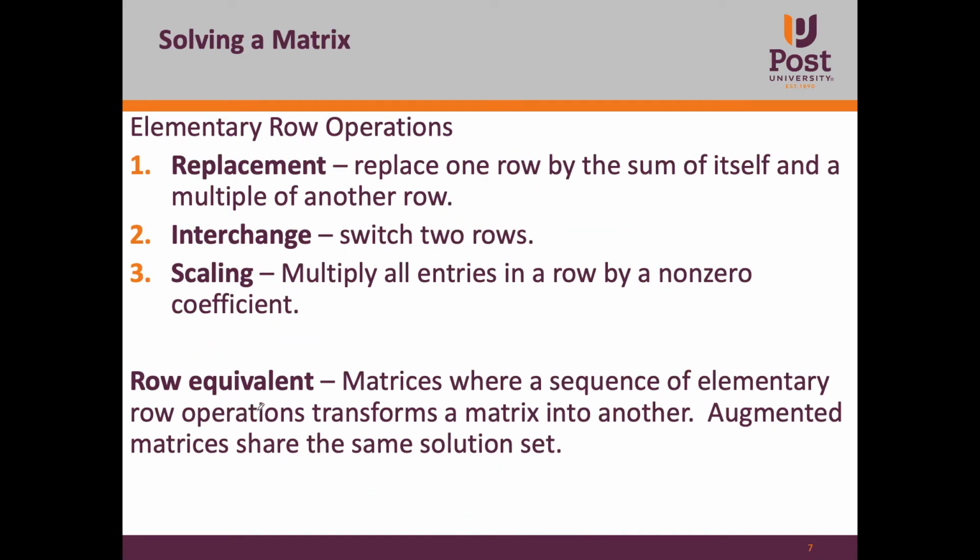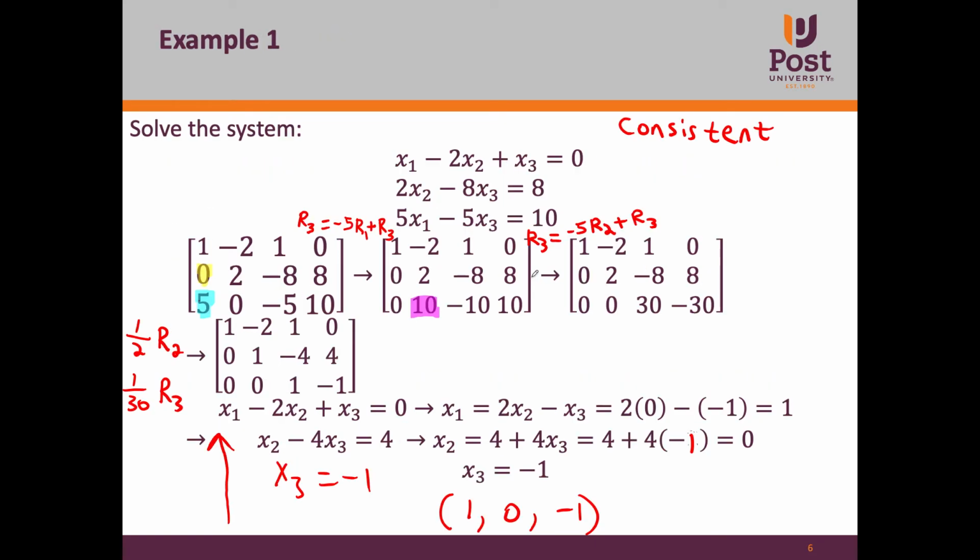A matrix is row equivalent where a sequence of elementary row operations transforms a matrix into another. Augmented matrices share the same solution set. So all that basically means is, in this example, this first matrix has the same solution set as this one, and this one. Which is why we could do these and actually still get the same answer.